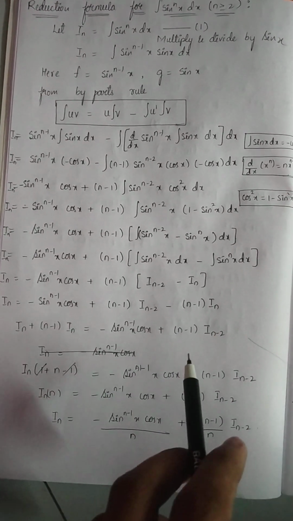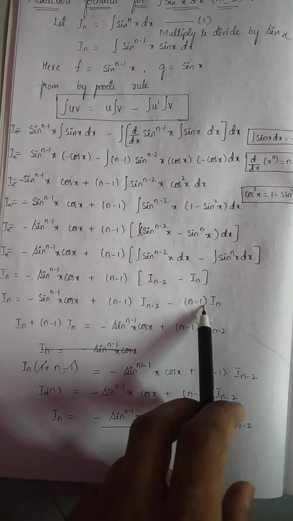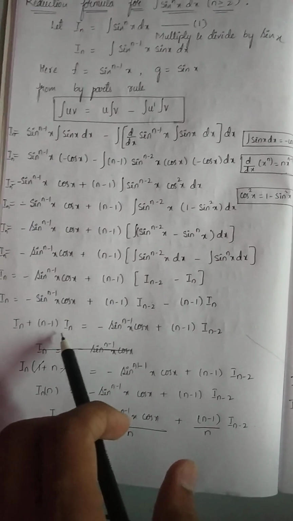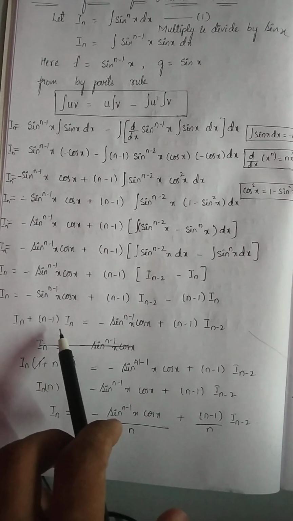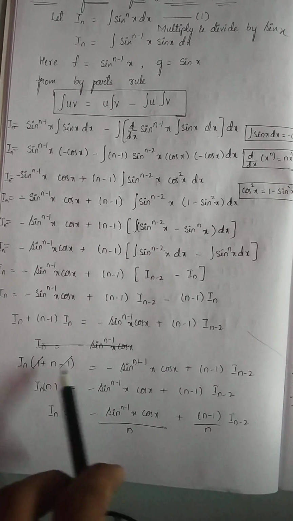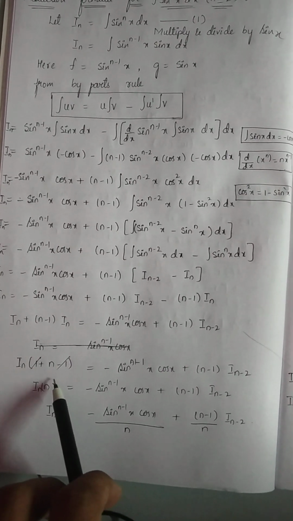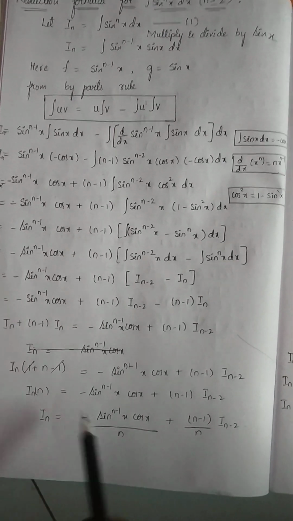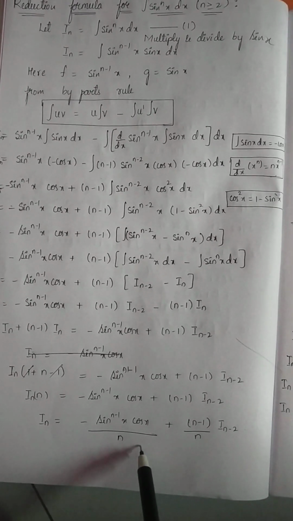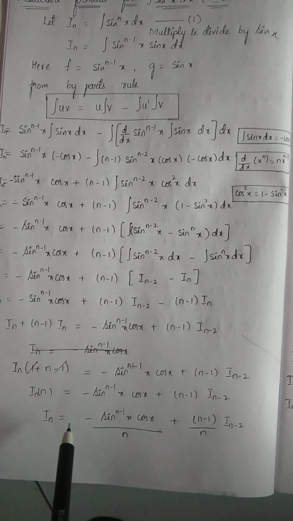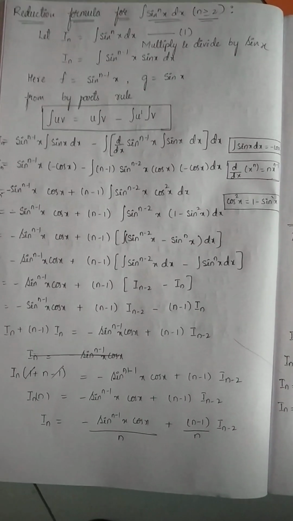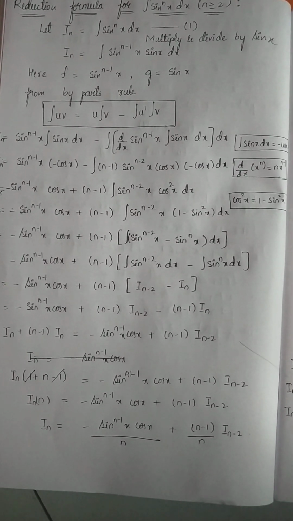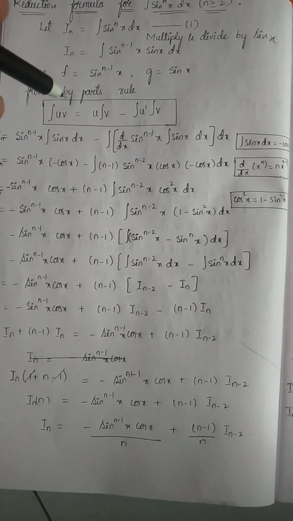In the next step, we send this to the LHS. We take I of n common, we get 1 plus n minus 1, the 1 gets cancelled, and we are simply left with n. In the next step, we send this n to the denominator. So now we have got the reduction formula. If you do this, you get 6 marks.